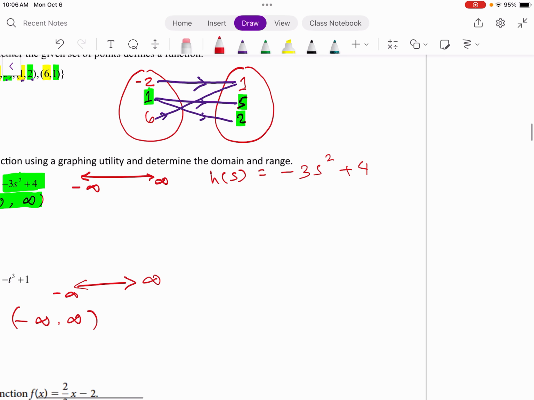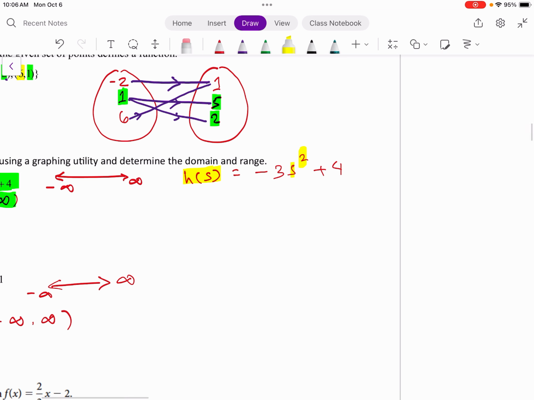This h is a function, s is an input, h of s is our output, okay? Now to graph this, the highest exponent of our input is 2. It means we have a quadratic function, and a quadratic function has a parabola, okay? So to graph, we need points.